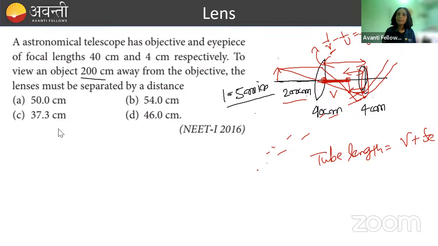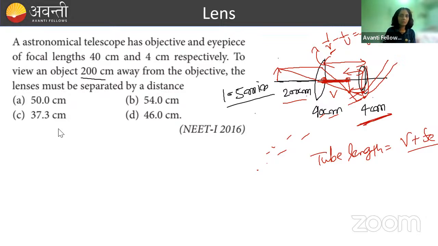But here what is happening? The object is not at infinity. The first image is getting formed not at the focal length of the objective. We need to calculate that. And definitely the final image is getting formed at infinity. So definitely this point is going to be the focal point of the eyepiece. So tube length will be v plus fe. fe we already know, 4 centimeter.